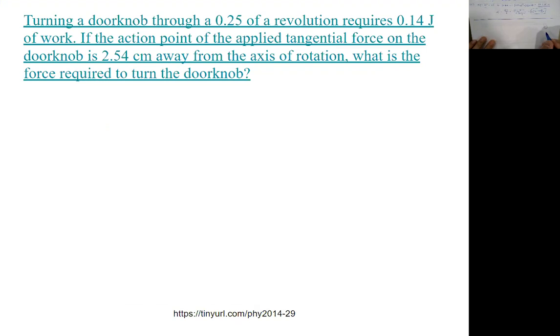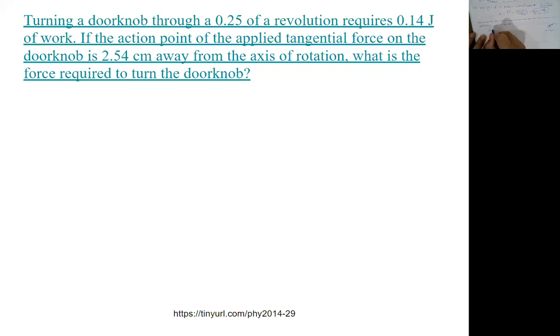So you can assume this is the doorknob, right? This is where you apply your force, tangential force. And this is the radius of the doorknob, where it's 2.54 centimeters, this is R. You're looking for this force. It tells you work is equal to 0.14 joules, and delta theta is 0.25 revolutions, right?